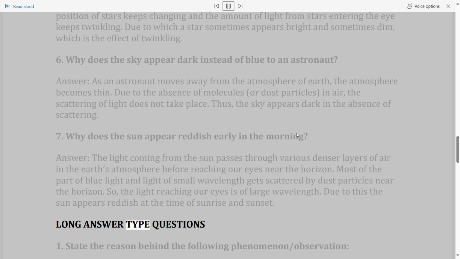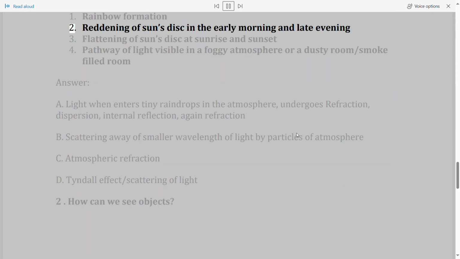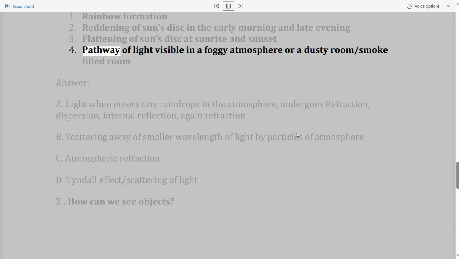Long answer type questions. 1. State the reason behind the following phenomenon observation. 1. Rainbow formation. 2. Reddening of sun's disk in the early morning and late evening. 3. Flattening of sun's disk at sunrise and sunset. 4. Pathway of light visible in a foggy atmosphere or a dusty room, smoke-filled room. Answer.